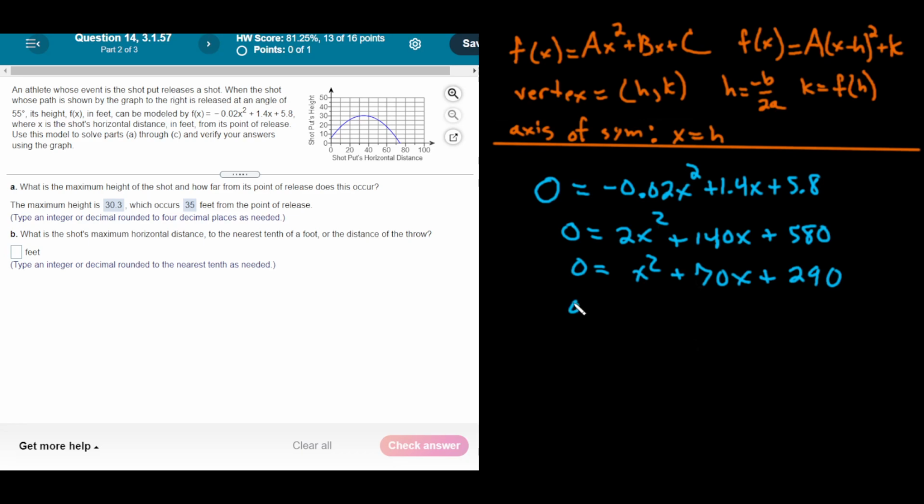We're going to attempt to factor this thing up. Now, you may be intimidated by this, depending on whether or not you watched my factoring video. So we basically set it up like this. Refer to my factoring video, it's one of my first videos. We need to find factors of 290 that when you add them together will give you 70.